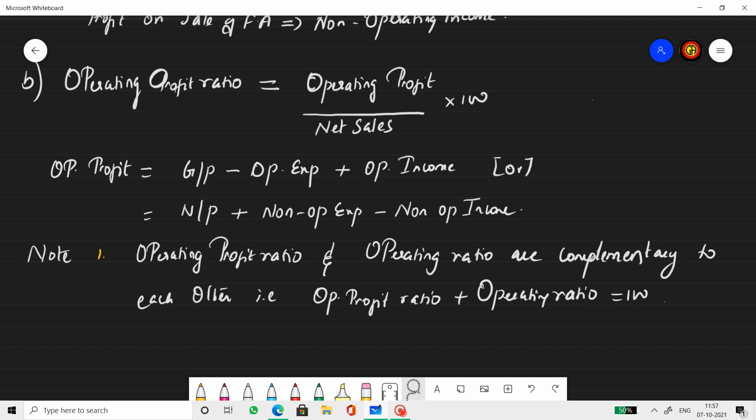The first important one is both of these ratios are complementary to each other. That means their sum will be 100. So if in a question they want us to find the operating ratio, but operating profit ratio is given, then 100 minus operating profit ratio will be operating ratio. Assume that operating profit ratio is 30%. So what will be operating ratio then? 70%. Understood? So this is a very important point to keep in mind while doing sums based on these two ratios. So let's start sums from the textbook now.